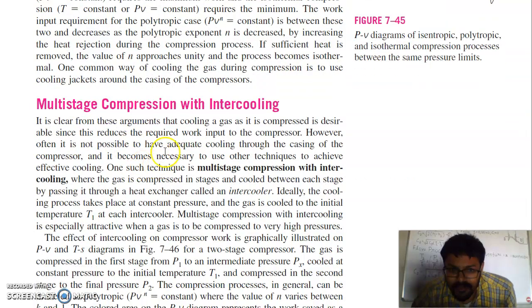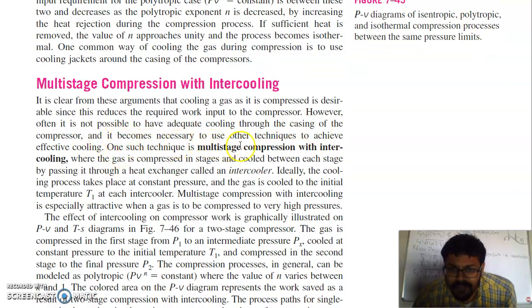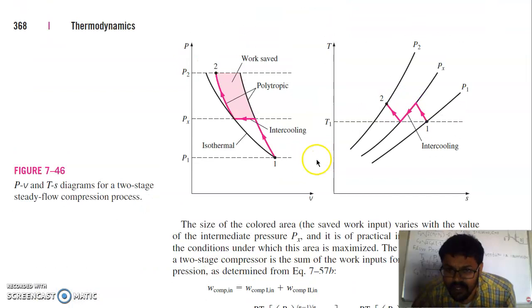So it is clear from these arguments that cooling of a gas as it is compressed is desirable, since this reduces the required work input to the compressor. However, often it is not possible to have adequate cooling through the casing of the compressor, and it becomes necessary to use other techniques. Either heat can be lost from the compressor body, or we can use multi-staging, means we can raise the pressure of the gas and then intercool in between.